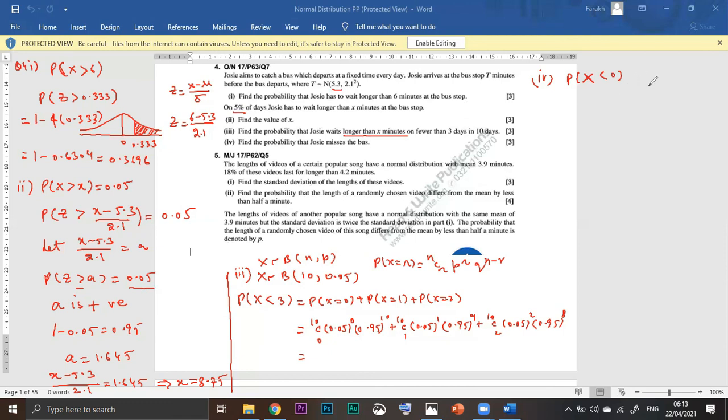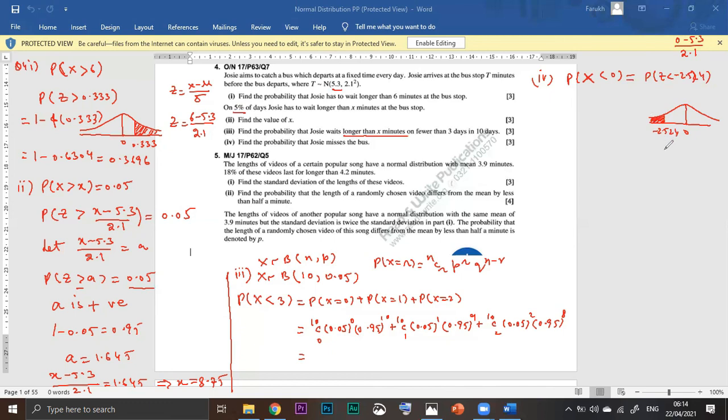Now we want to find when x is less than 0. First of all, we will convert this into z: 0 minus 5.3 divided by 2.1. What's the final answer? Minus 2.524. Minus 2.524, on the left hand side, and we want to find out this area that is less than this value.